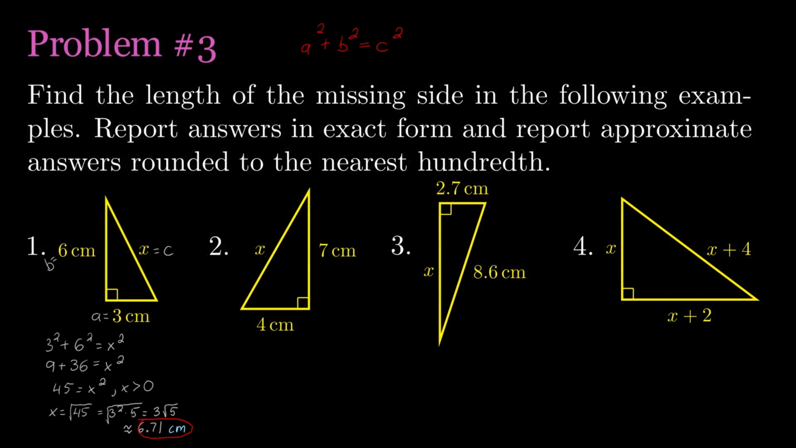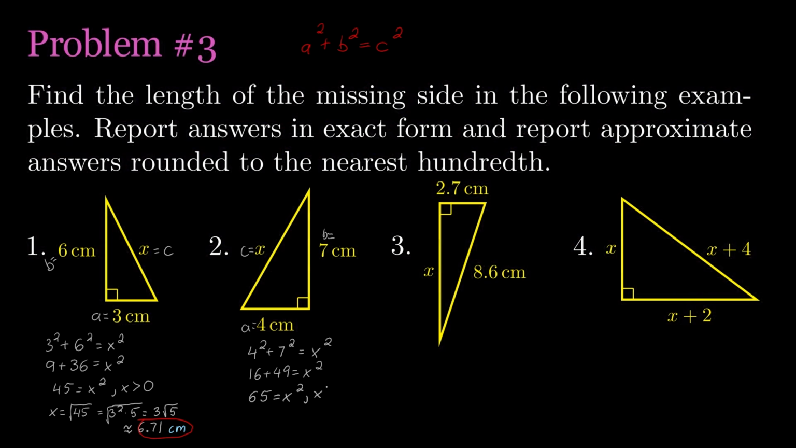The second triangle has also the lengths of 2 legs provided, so let's label the bottom leg A, the right leg B, and the hypotenuse C. So this time we're going to have 4 squared plus 7 squared equals x squared. Therefore, 16 plus 49 equals x squared, and 65 equals x squared.